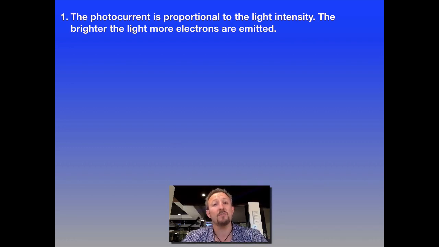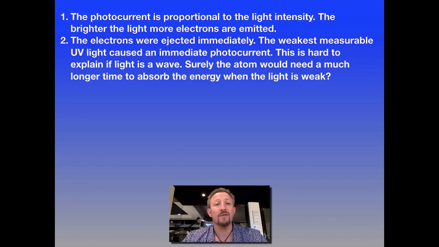Okay, so what were the theories that came about? Well, photocurrent is proportional to the light intensity. The brighter the light, the more electrons are going to be emitted. We also found that the electrons were ejected immediately, which basically goes against what happens in wave theory. As soon as the light hits the metal, that electron is emitted straight away, whereas in wave theory it would take time to build up.